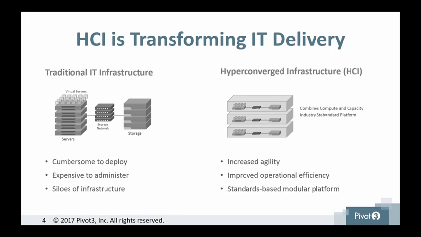You have virtualization, you use industry standard hardware, there is no storage area networking to worry about. So all of those things put together give you a platform that you can modularly scale in a building blocks sort of fashion. So hyperconverged, if done right, could be a great infrastructure for DR.